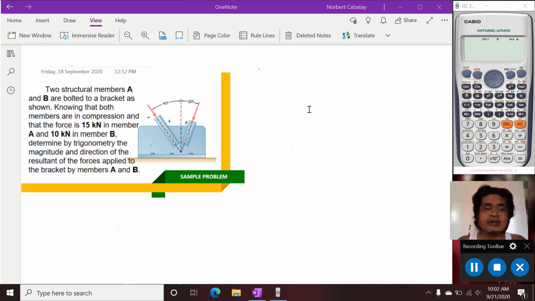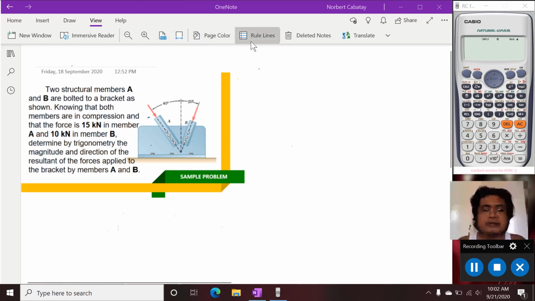Let me have here two structural members A and B bolted to the bracket as shown. Knowing that both members are in compression and that the force is 15 kilonewtons in member A and 10 kilonewtons in member B, determine the magnitude and direction of the resultant of the forces applied to the bracket by members A and B. So we have here two members A and B being acted upon by forces.